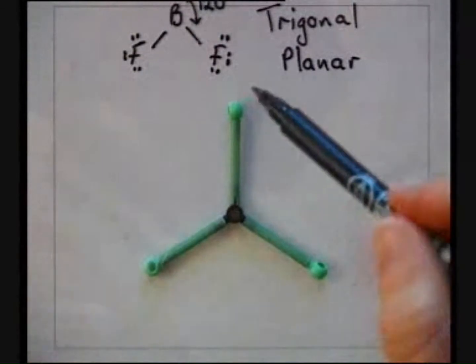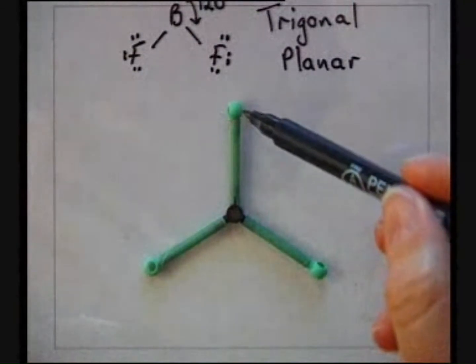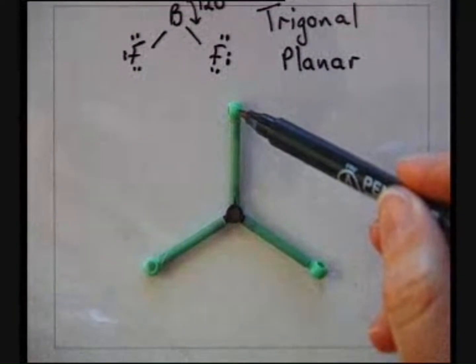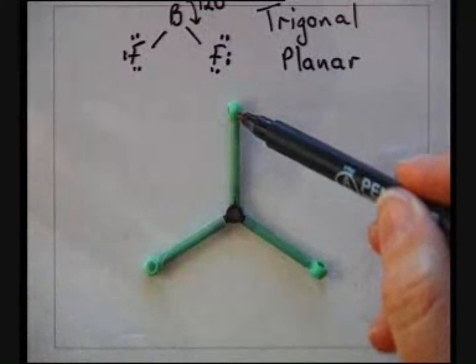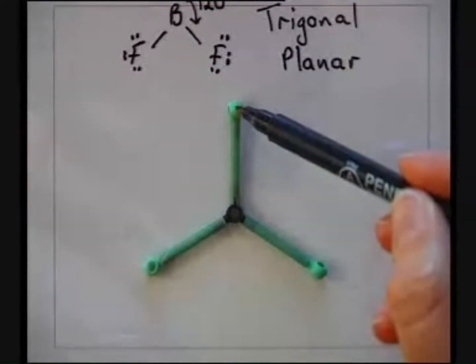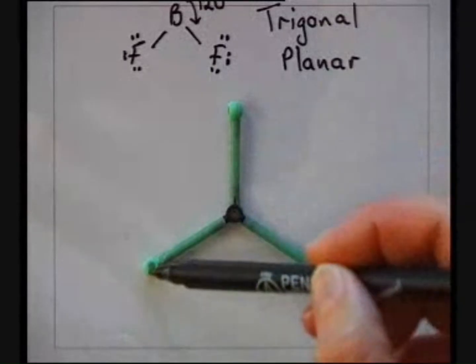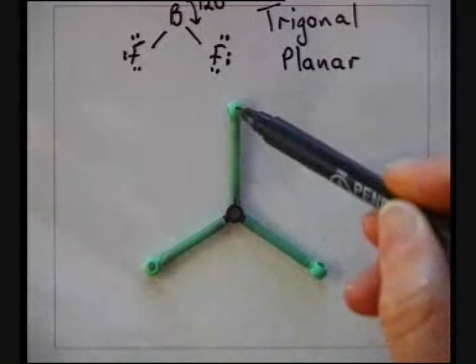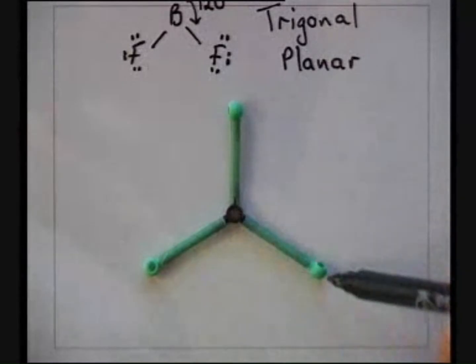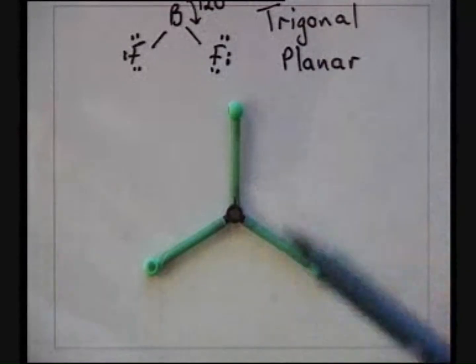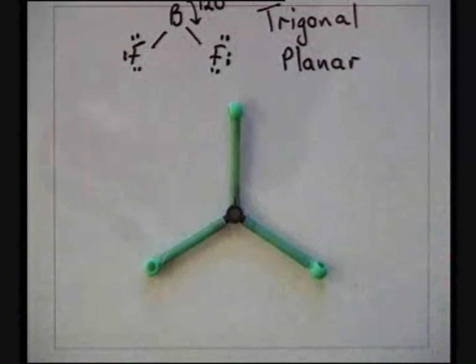When looking at the structure, it is necessary to realize that molecular geometry is determined by the presence of the nuclei in 3-dimensional space. So fluorine atom nucleus, boron atom nucleus, fluorine atom nucleus, fluorine atom nucleus. Trigonal planar structure, perfect bond angle of 120 degrees.